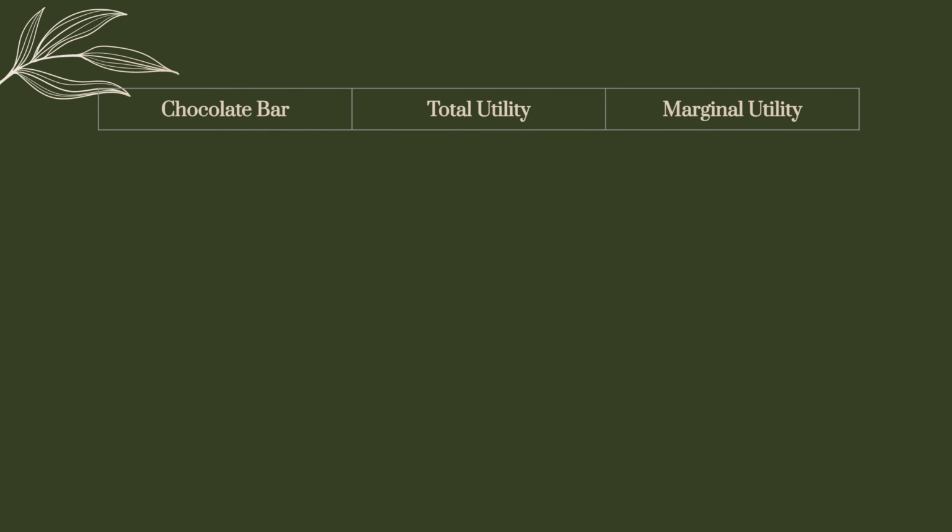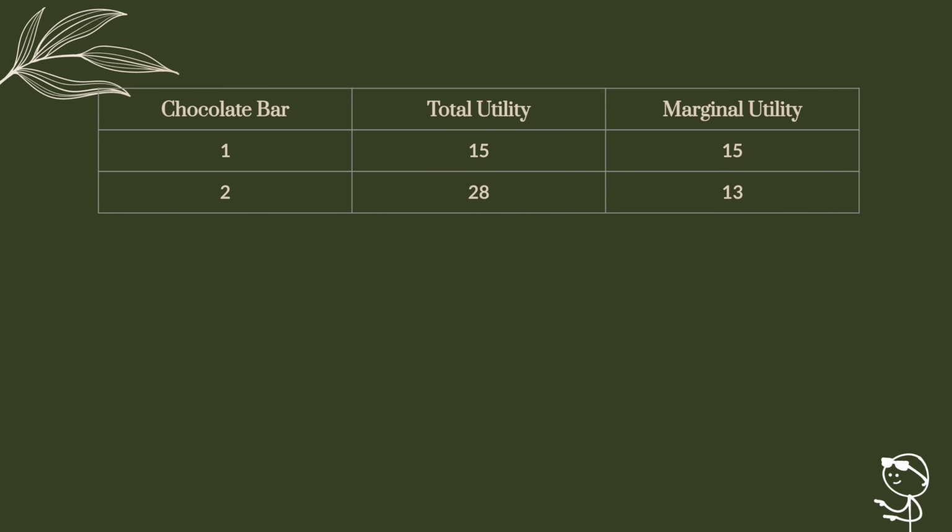Let's take this information and put it in the form of a graph. When Bob had his first bar, his total utility at this point was 15 utils. His marginal utility was also 15 since it was his first bar. After his second bar, his total utility went up to 28 utils. This means the marginal utility for the second bar was 13. For his third bar, he went up to 38, so his marginal utility was 10.